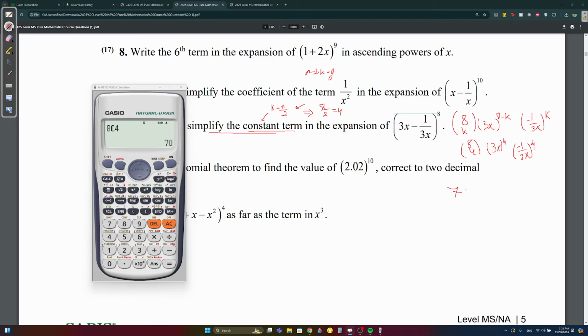70. And this is going to be 3 to the power of 4 x to the power of 4, right? And this is going to be minus 1 to the power of 4. It's an even exponent, so it becomes positive over 3 to the power of 4 x to the power of 4. Can't we just cancel this with this? Yes, we can. 70 times 1, you get 70 as your constant term.